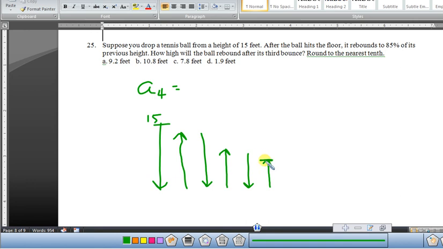And this is what you're wanting to find here. So this is the first bounce, the second bounce, the third bounce. What's the height of it after the third bounce? This is what you're looking for. So it's going to be the fourth term, because this is 1, 2, 3, 4. So the initial height was 15, and R is 0.85, and you're going to raise that to the n-1 power, which is going to be 3.